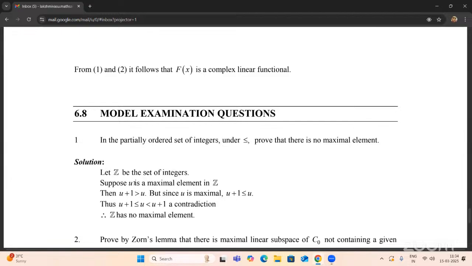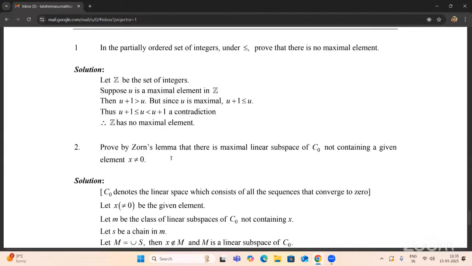U plus 1 is greater than U. Since U is maximal, U plus 1 is less than or equal to U. So U plus 1 is less than or equal to U, but it is greater than U. That is the contradiction. So the set of integers has no maximal element.